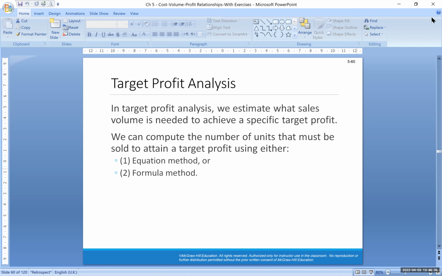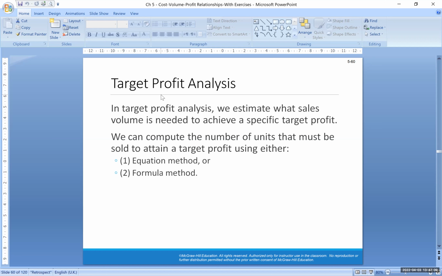In target profit analysis, we estimate what sales volume is needed to achieve a specific target profit. We can compute the number of units that must be sold to attain a target profit using either the equation method or the formula method. Now I'm talking about two things: to calculate the units needed to achieve that target profit or the sales volume needed to achieve that target profit.